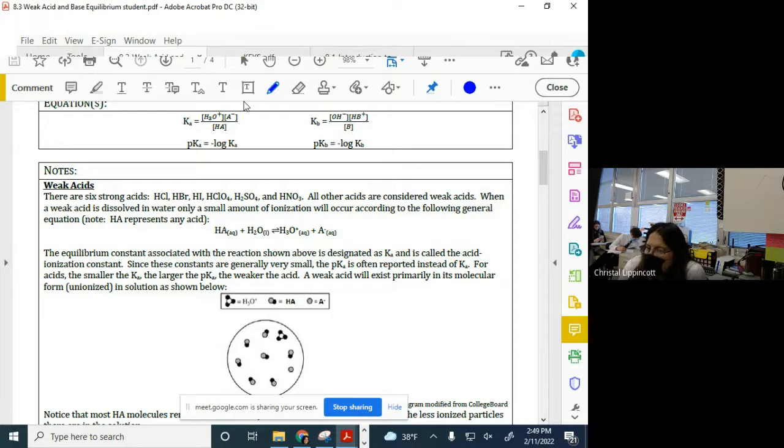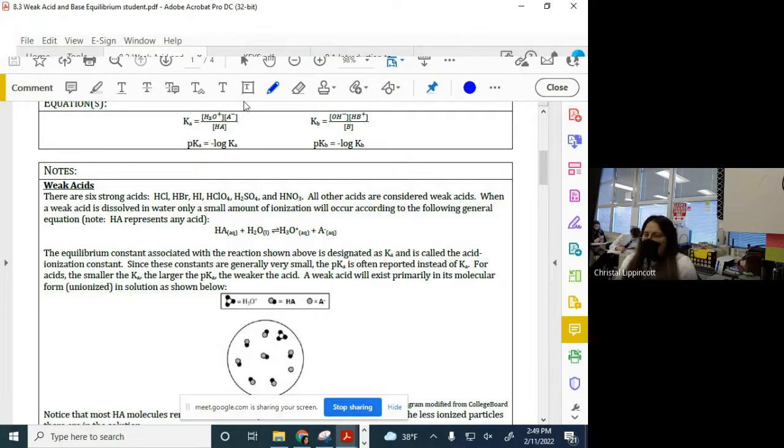Both of these multiplied, the Ka and Kb multiplied together at 25 degrees, is equal to 1 times 10 to the negative 14. The Ka and the Kb, 1 times 10 to the negative 14? Multiplied or added? Multiplied together.